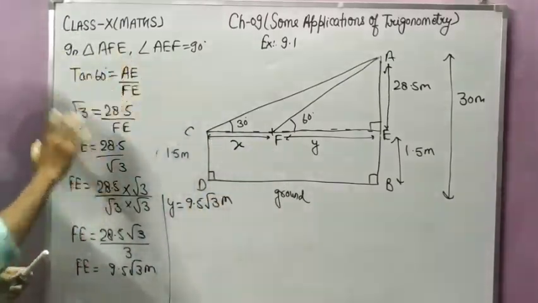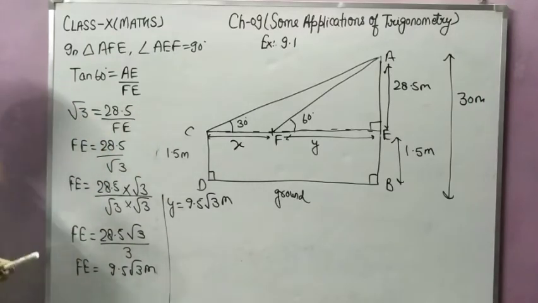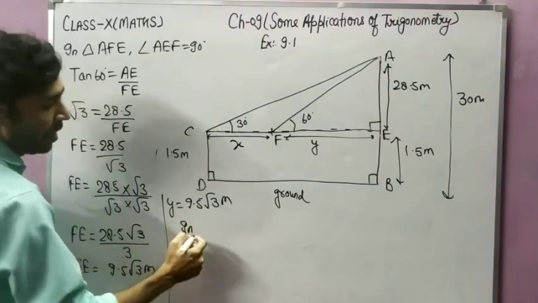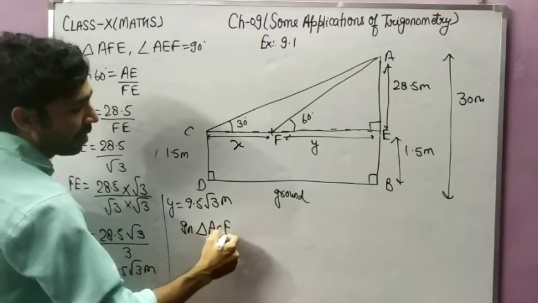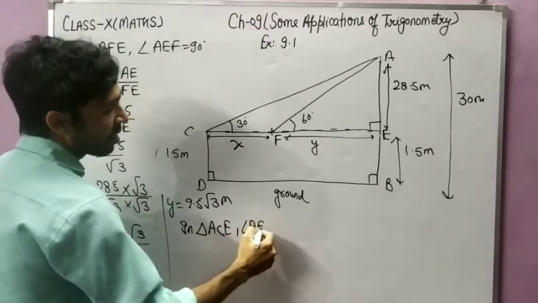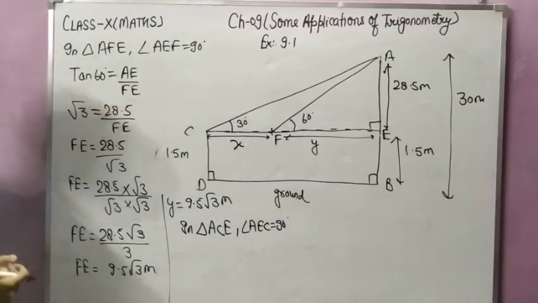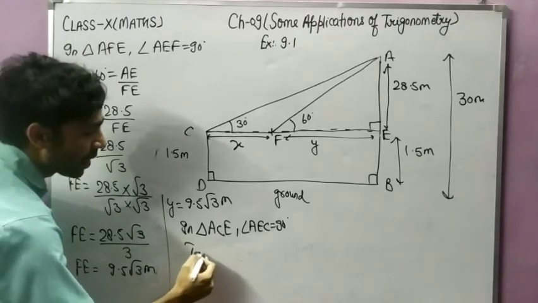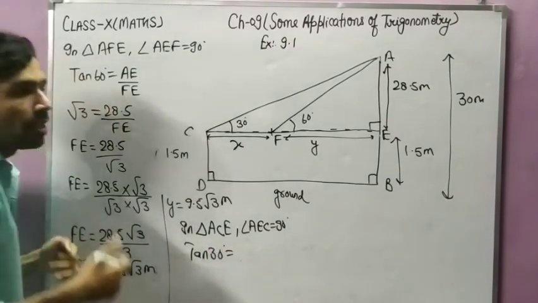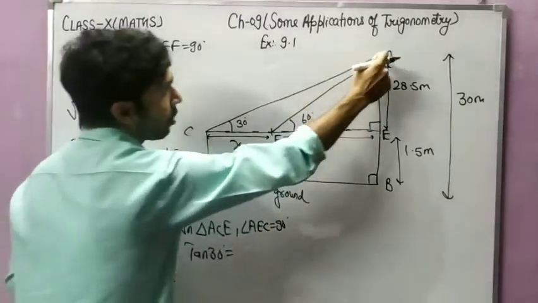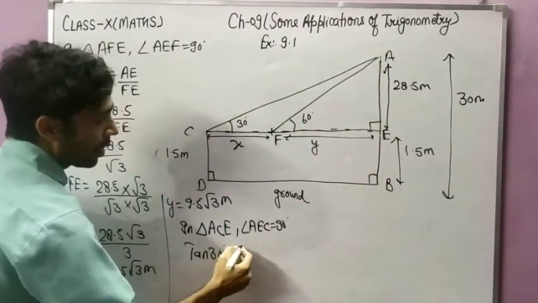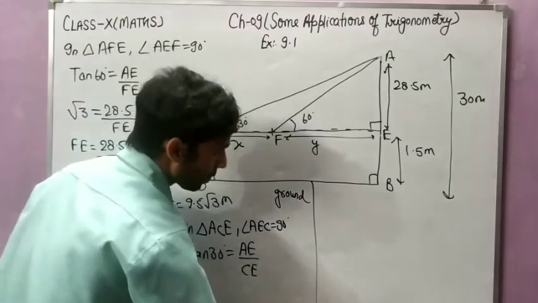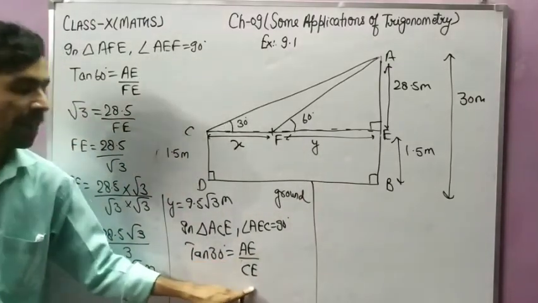So now in one triangle we have applied trigonometric ratio, so in the other triangle also we have to apply trigonometric ratio. So in triangle ACE, where angle AEC is 90 degrees, we can apply trigonometric ratio. So again we have to deal with perpendicular and base. If we apply tan 30 degree, tan theta is equal to perpendicular upon base. So for this triangle ACE, perpendicular will be AE and base will be CE.